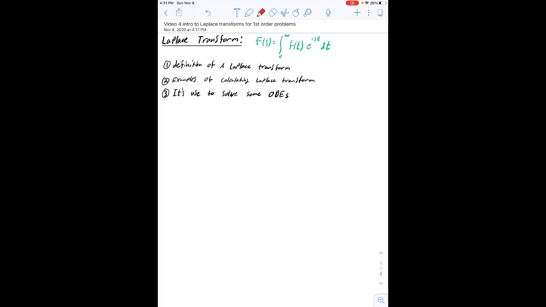So in today's video, we'll be going over the Laplace transform and some of its applications to first order differential equations. So what is the definition of a Laplace transform? A Laplace transform is defined by this equation right here, where F of s is the integral from 0 to infinity of some function of t times this decaying exponential term. Next, I'll be going over some examples of how to calculate this Laplace transform for given f of t's. And then lastly, I'll be going over how we use it to solve some first order ODEs.